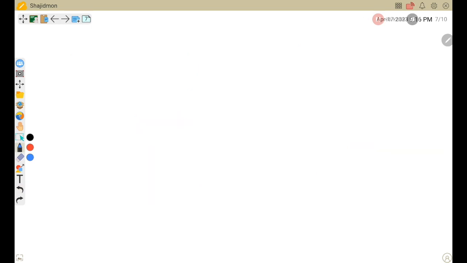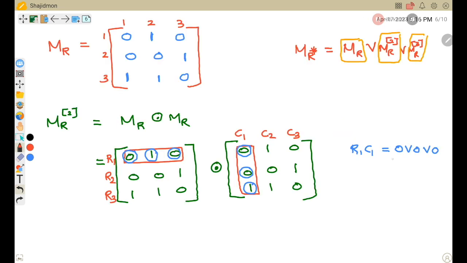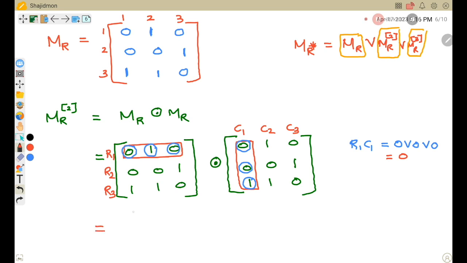All of you remember the OR operation. What is 1 or 1? It is 1. And 1 or 0 is also 1, and 0 or 1 is also 1. 0 or 0 means the value is 0. So it is easy: at least one 1 coming means the answer is 1, and only when both are 0 is the answer 0 in the OR operation. So when we do 0 or 0 or 0, the answer is 0. I am writing that in the matrix: the first element we got is 0.